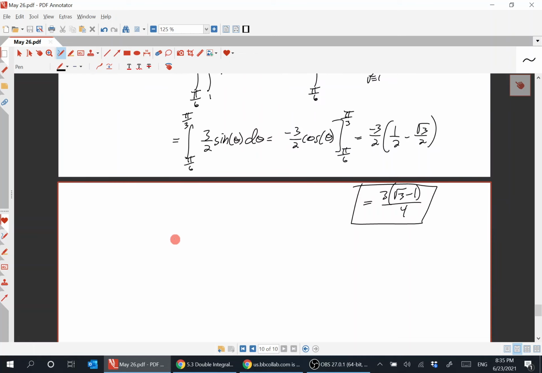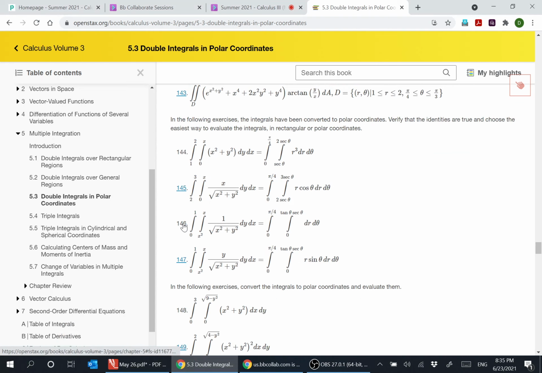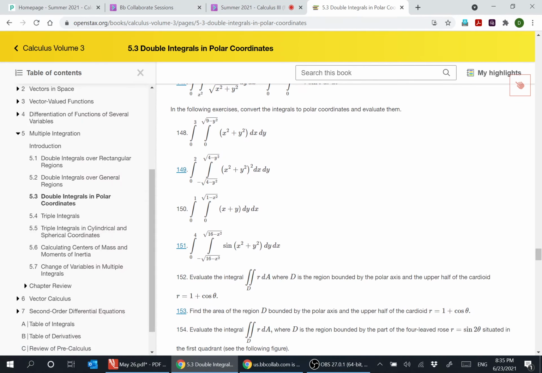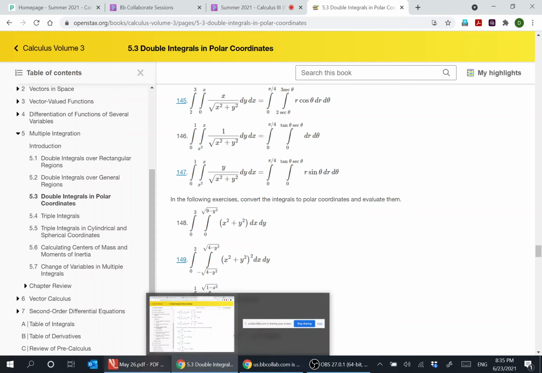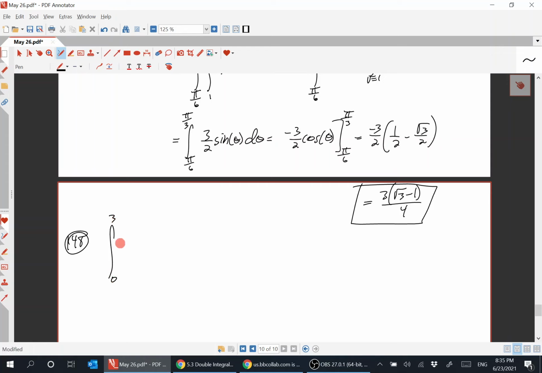All right, let's see if we've got time for one more. 148, yes. In the following exercises, convert to polar, then evaluate. So the integral from 0 to 3, and 0 to square root of 9 minus y squared, of x squared plus y squared dx dy. Right?